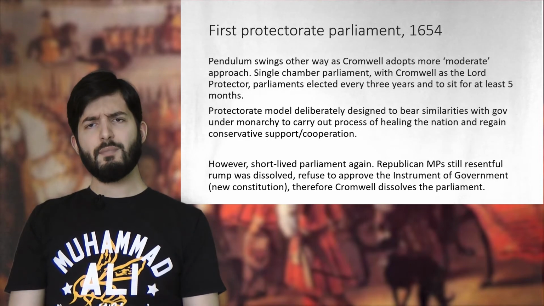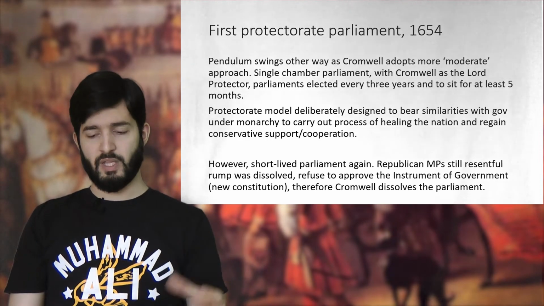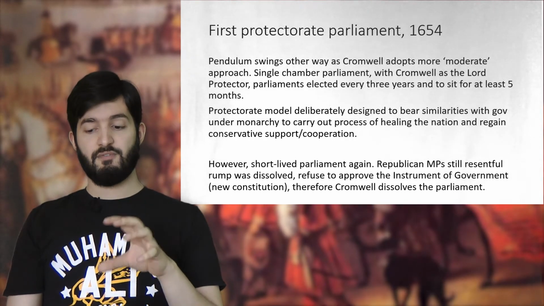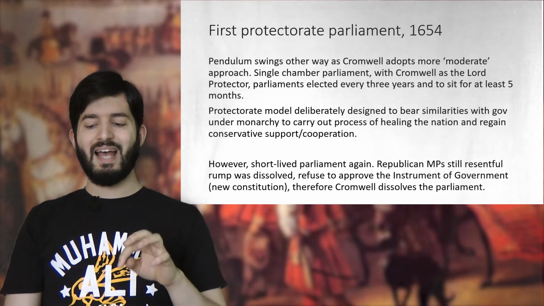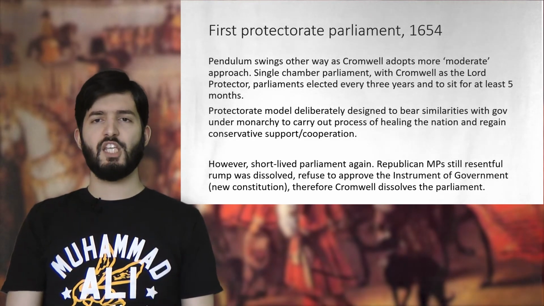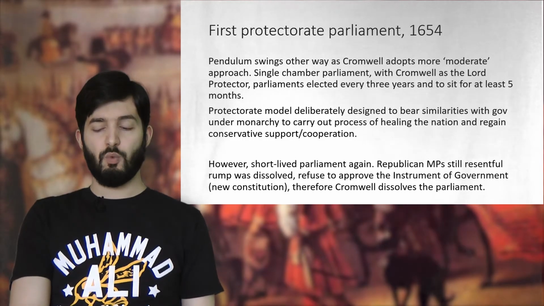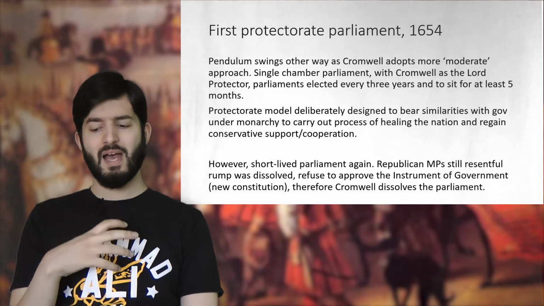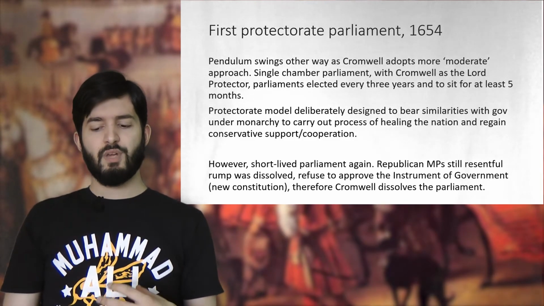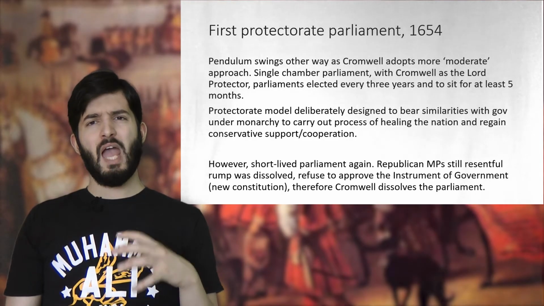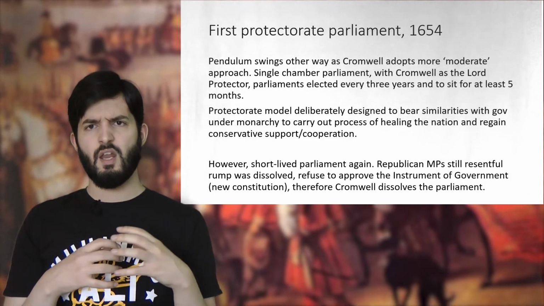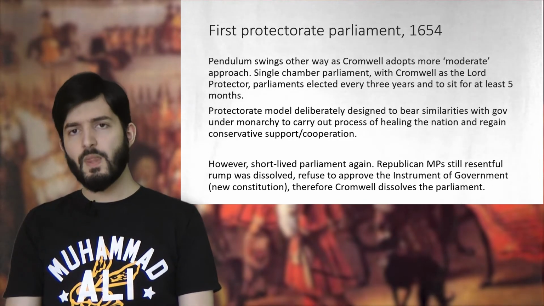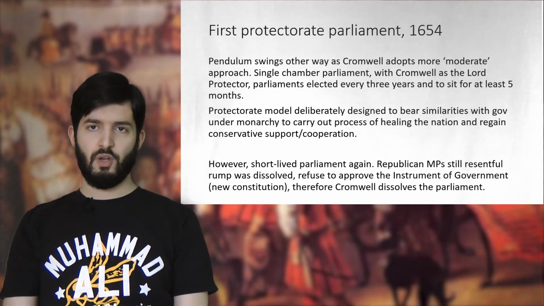And so you end up having a single chamber parliament elected, of course, by the country. The idea is to have elections every 3 years at least, and they would sit for at least 5 months. But crucially, Cromwell would sit as the Lord Protector, and in many ways his role would mirror what the king's role was under the old monarchical system. It's a system deliberately designed to bear similarities with government under the monarchy, and to carry out a process of healing the nation and regaining lost conservative support and cooperation. However, once again, unsurprisingly, it is a short-lived solution.